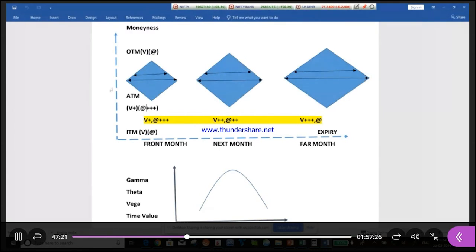Everybody clear with this? So this will help you understand theta and vega completely. Keep an eye on this. I'll share this sheet with you as well, don't worry. If you want it for revision, just take a picture with your mobile. That will help you for your revision today.